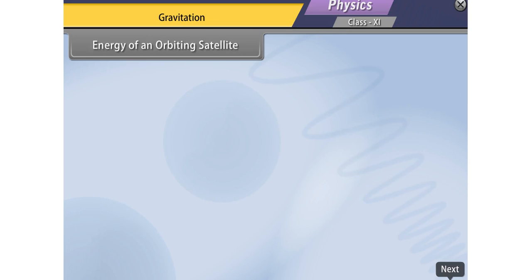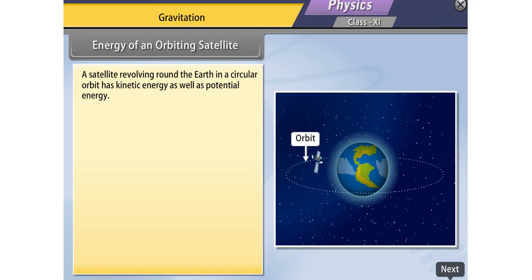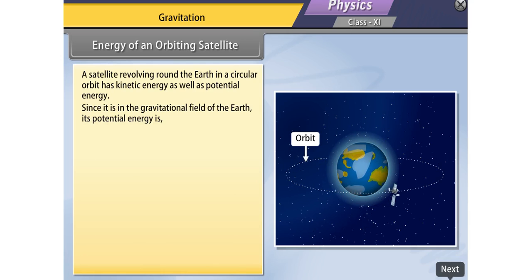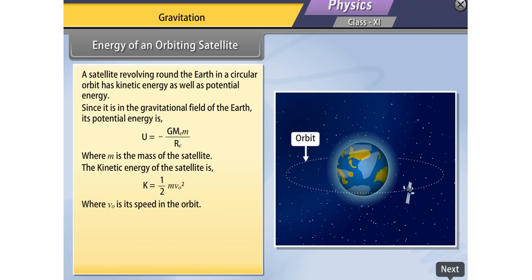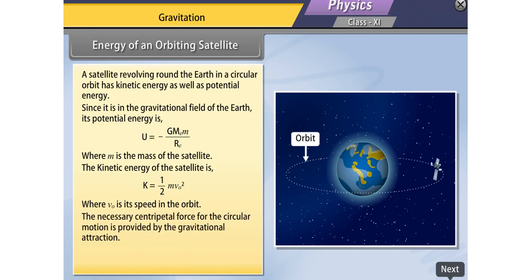Energy of an orbiting satellite. A satellite revolving round the Earth in a circular orbit has kinetic energy as well as potential energy. Since it is in the gravitational field of the Earth, its potential energy is U = -GMEM/RE, where M is the mass of the satellite. The kinetic energy of the satellite is K = 1/2 mv0², where v0 is its speed in the orbit. The necessary centripetal force for the circular motion is provided by the gravitational attraction.